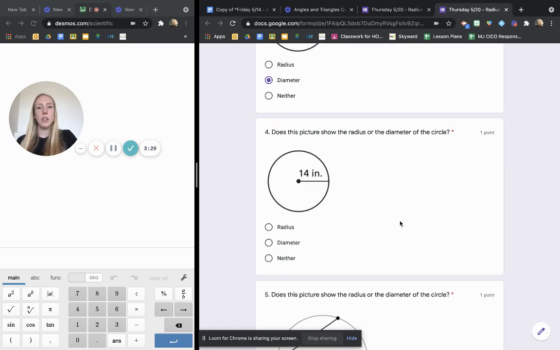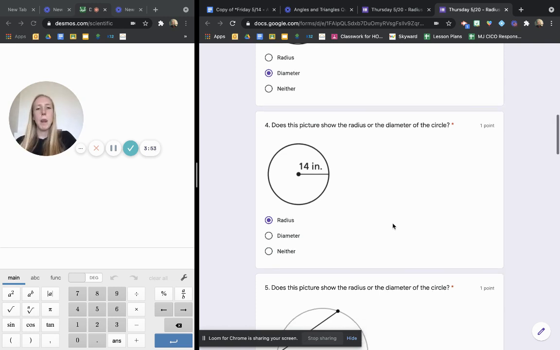Number 4, does this picture show the radius or the diameter of the circle? So I notice that it starts in the center and goes to the edge. It's only halfway across. It is the shorter measurement. So it is the shorter word. It's the radius. If it's only halfway across, it's the radius. All the way across is the diameter.